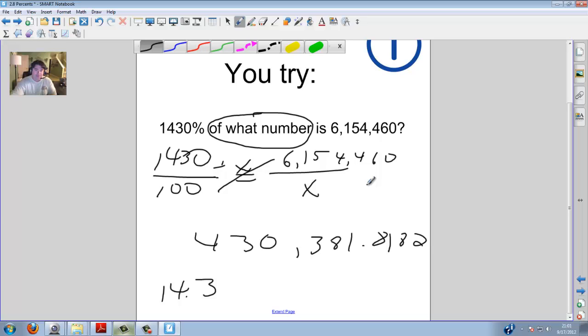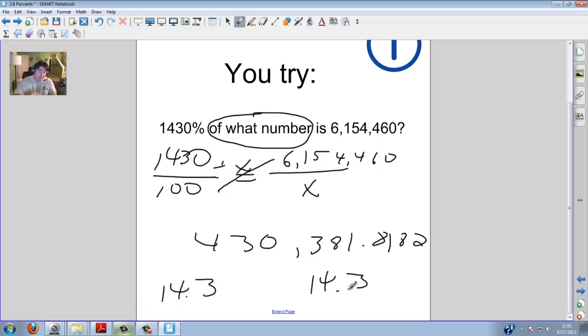6,154,460 divided by this fellow I just found out, which is 430,381.8182, and voila, it says 14.3 as well. So it all works out. Top divided by bottom has to equal top divided by bottom, even if this goes in here.